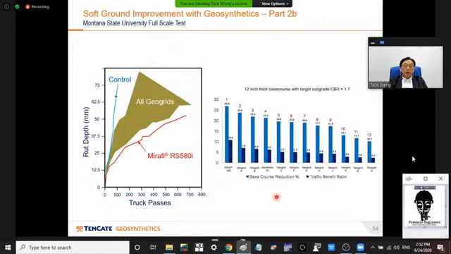And the bar chart on the right shows that Mirafi RS580i has a traffic benefit ratio of 10.8. That means the road can last 10.8 times longer when you compare with and without the use of the Mirafi RS580i. What I'd like to point out is that in this test, the Mirafi RS580i outperformed all products, including the best of geogrids in the market.